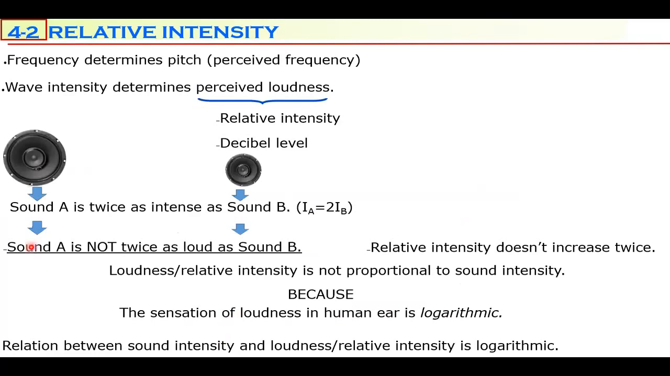Relative intensity is a little different from wave intensity or sound intensity, because sound intensity is an objective calculation. You calculate sound intensity at a point by power divided by 4 pi r squared. You have a very clear, very specific equation, and this equation can tell you what the sound intensity is at a specific location from the source. But relative intensity is about the human ear, how this sound affects your ear. So relative intensity is talking about that.